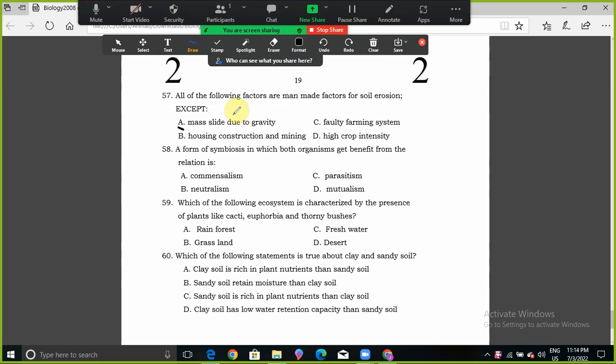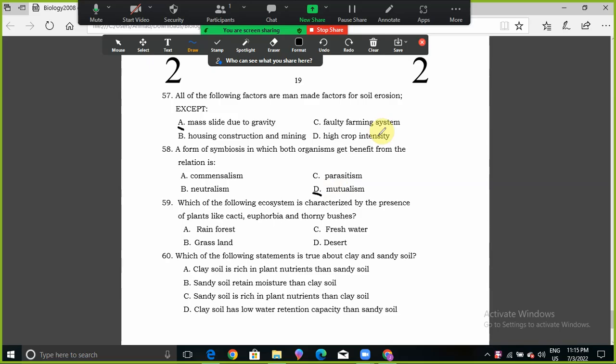Now question number 58 says a form of symbiosis in which both organisms get benefit from the relation is commensalism, parasitism, or mutualism. The answer is mutualism, in which both benefit. So the correct answer for question number 58 is D. Okay, now question number 59.